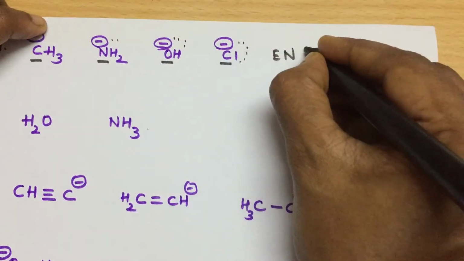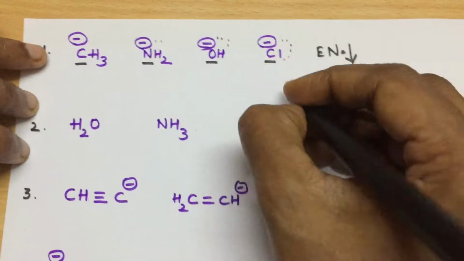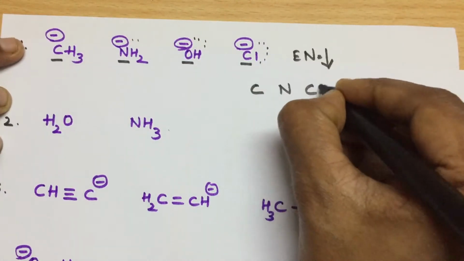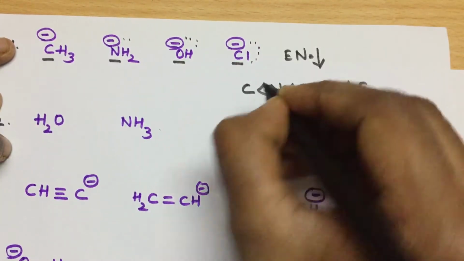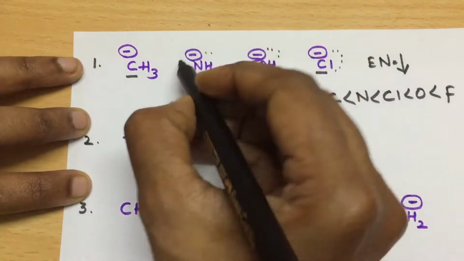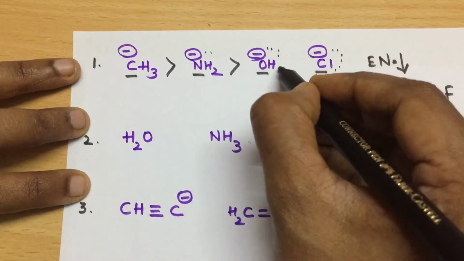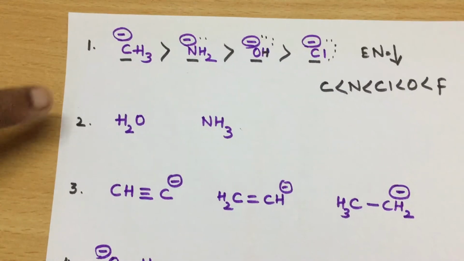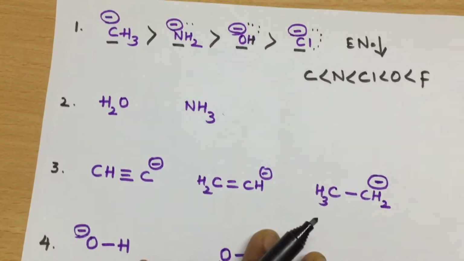Electronegativity must be very low for a good basicity. The electronegativity increases in the order carbon, nitrogen, oxygen, fluorine, so the basicity will decrease in this order. Carbon has less electronegativity than nitrogen, which has less electronegativity than oxygen, so the basicity order will be like this. First of all, you have to check the electronegativity of the atom that carries the charge.